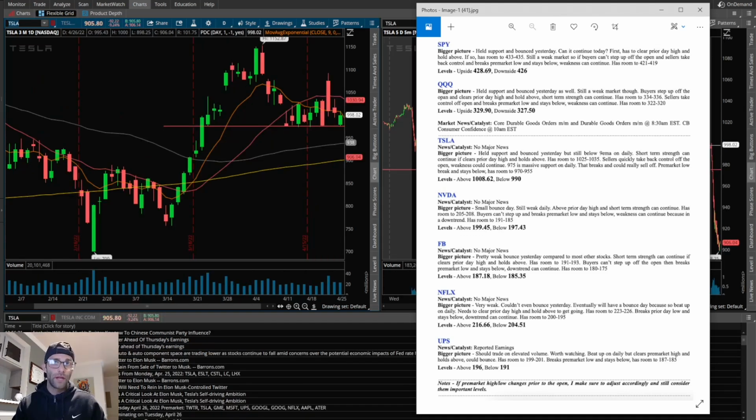And now Tesla, so it held support and it bounced the prior day, but it's still below the 9 EMA on the daily. That is a moving average I really like to use just for short-term direction. The short-term strength can continue if it clears prior day high and holds up, has room to 1025, 1035. If sellers quickly take back control off the open, expecting more weakness. Also, 975 is at massive support on the daily. If that breaks, it could really sell off. If it gets below pre-market low, has room to 970, 955.